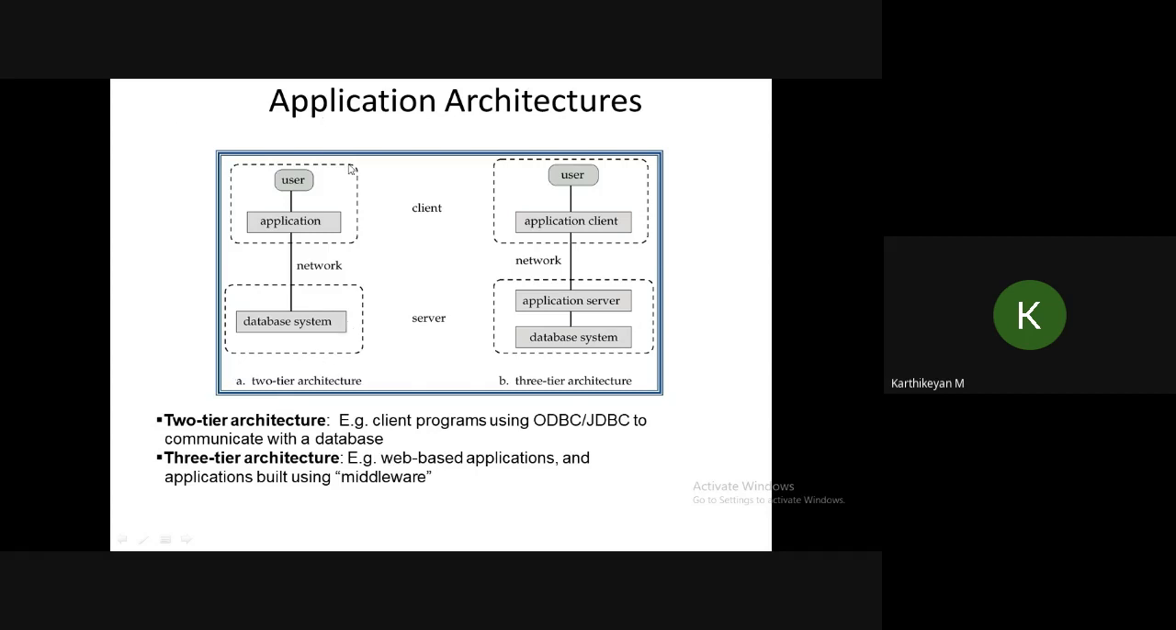So how can this two-tier architecture be established? The client can connect with your database only with the help of drivers, called ODBC and JDBC drivers, Open Database Connectivity or Java Database Connectivity drivers. With the help of these drivers only, the user application program is connected with your database system.